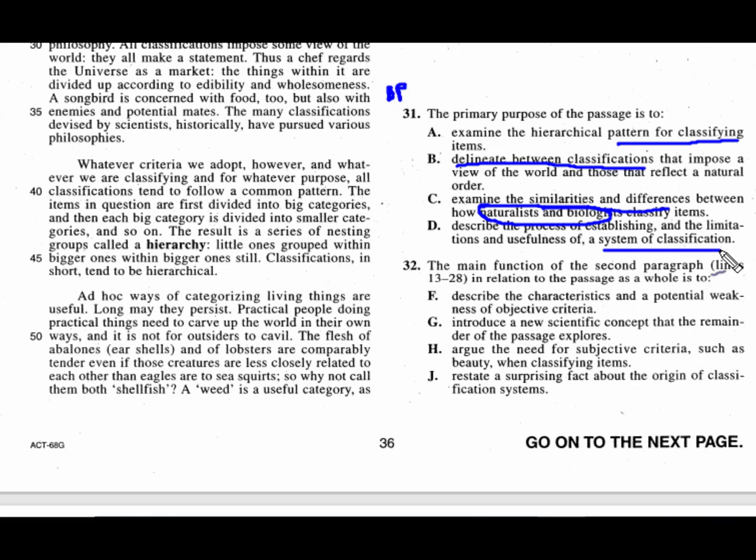All right, so let's go back in here. So is this a pattern of classifying? Is this a delineate between them?